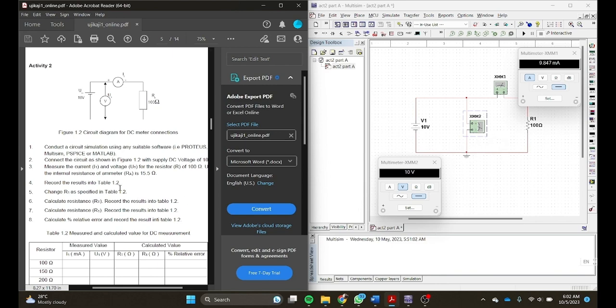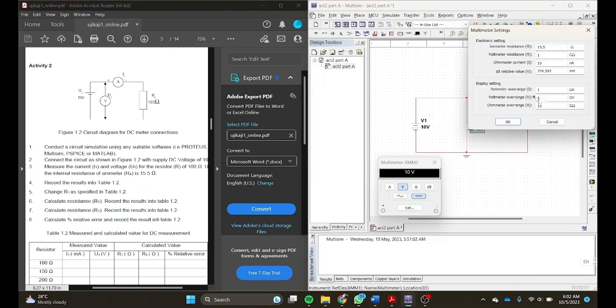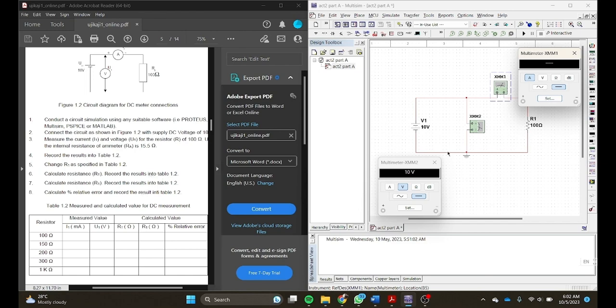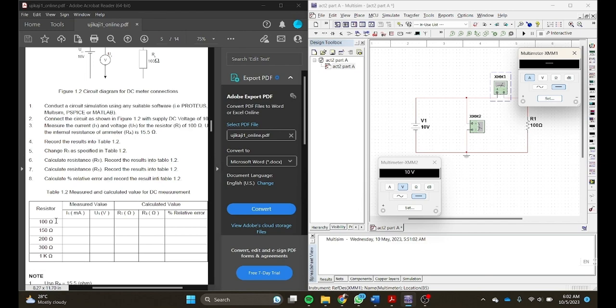So connect and set the emitter resistance, and we can run the simulation. For the first value, 100 ohm. So I will run the simulation so I can get the value of the current, which is 86.58 milliamp, and the voltage is 10 volts.